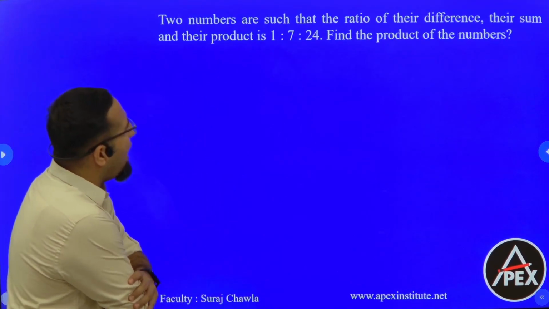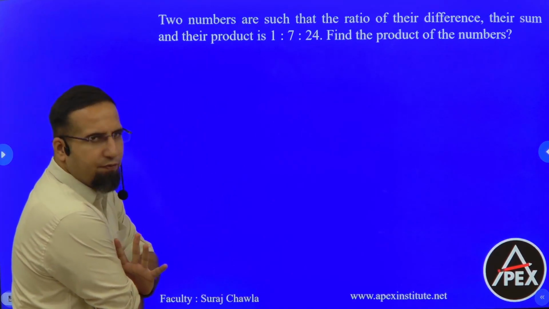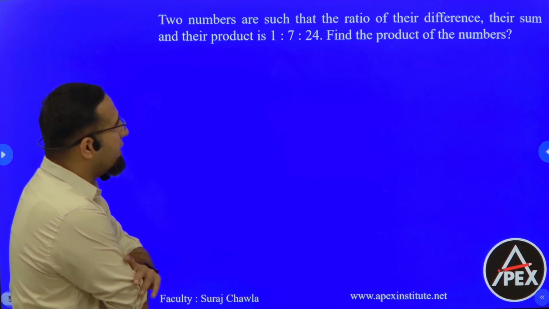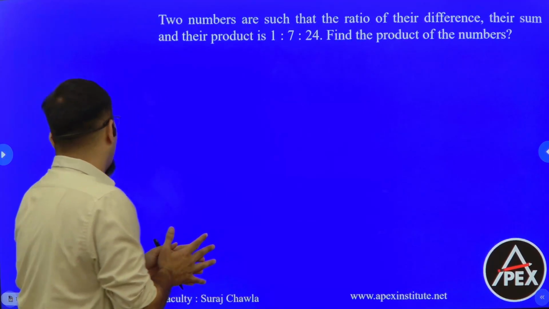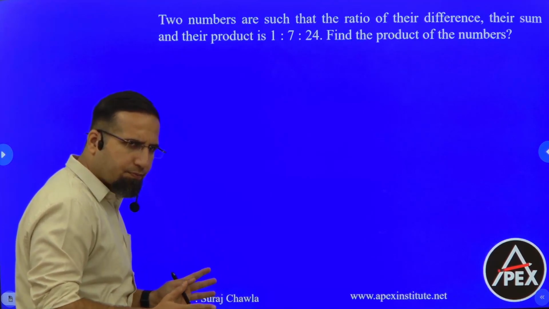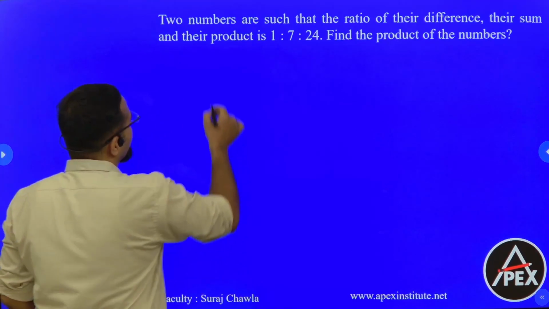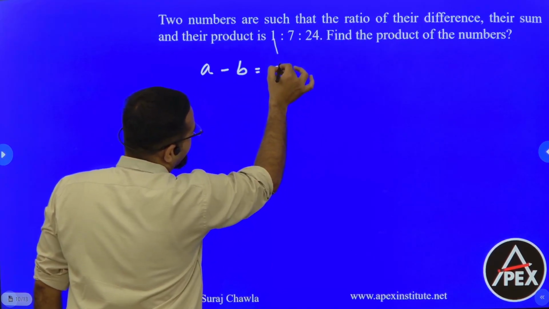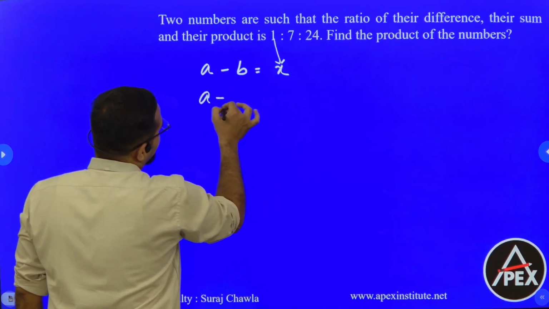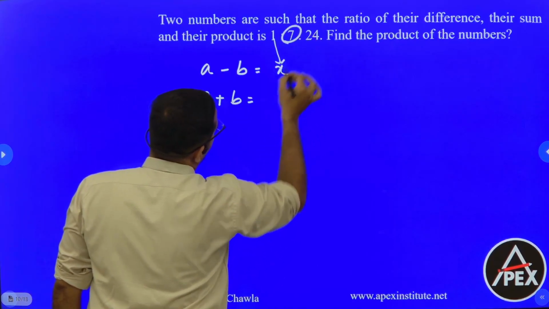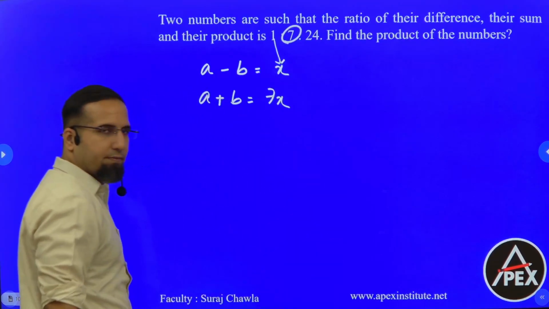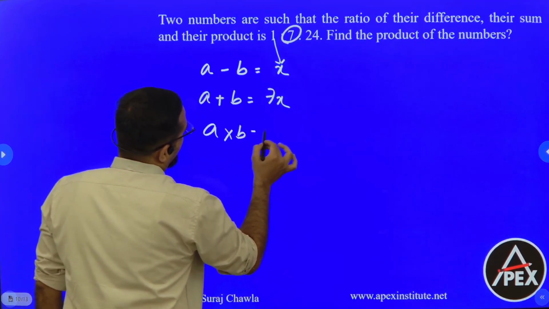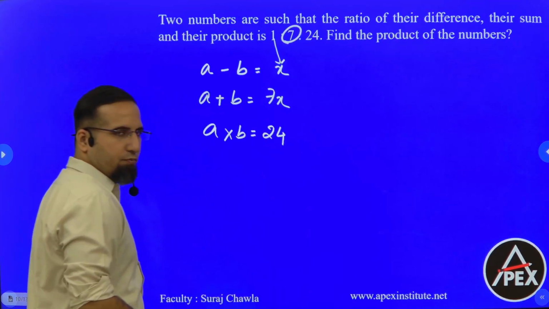Two numbers are such that the ratio of their difference, their sum and their product is 1:7:24. A beautiful question. Okay. So let's say two numbers are a and b. Their difference is equal to x from here. Their sum is equal to 7 parts, so I am writing 7x. And their product is equal to 24x.